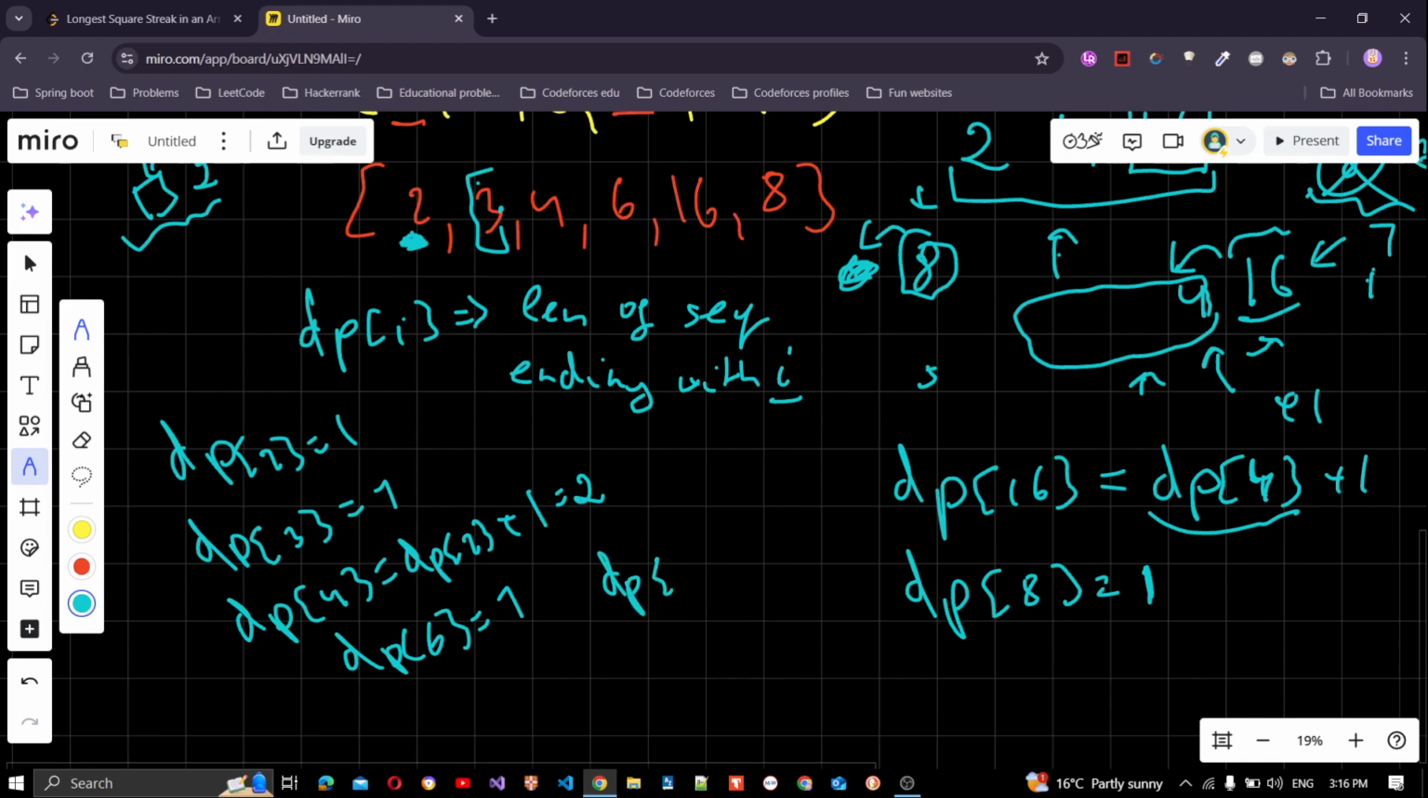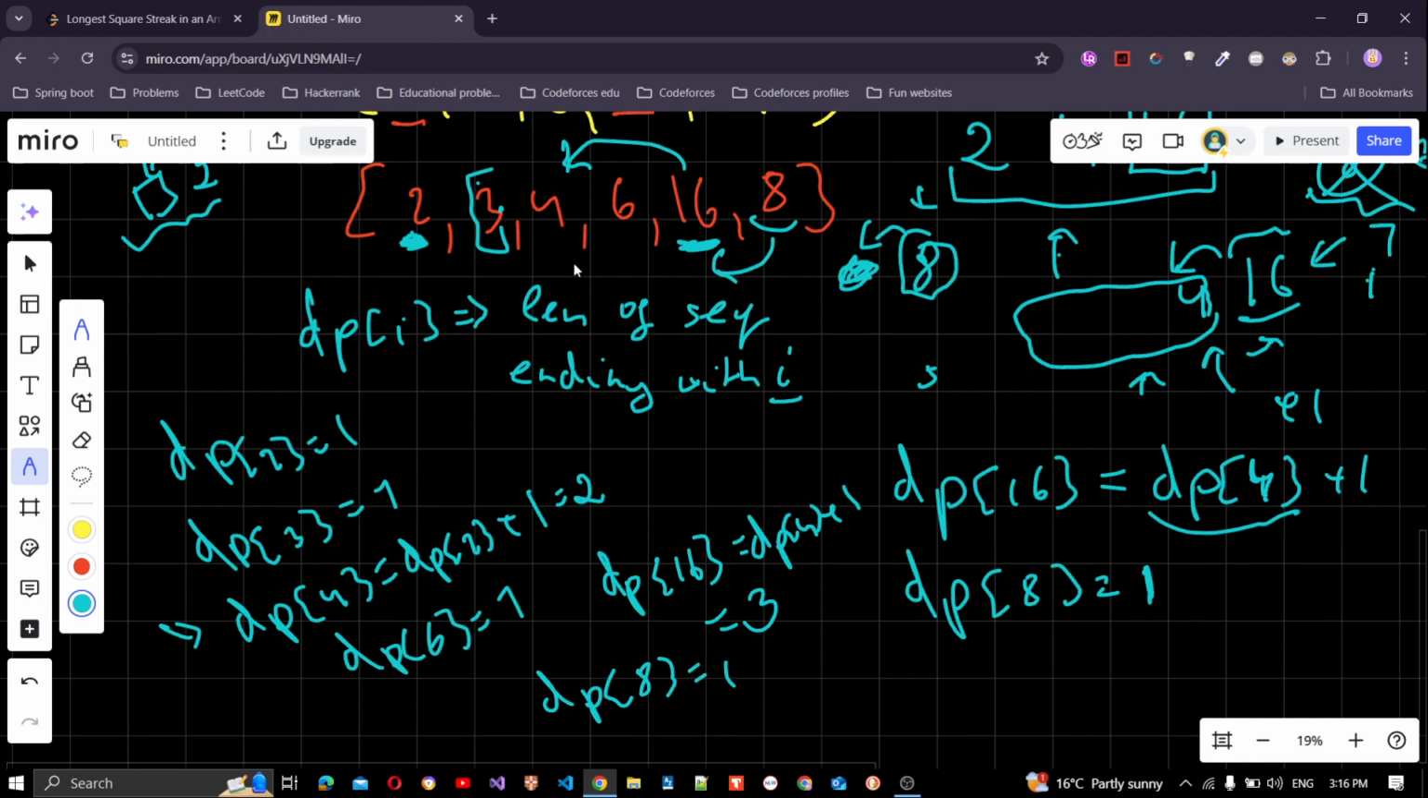dp of 16. For dp of 16, we have 4. What is the length of the sequence ending with 4? We have it in the dp[4] entry, which is 2. So it's going to be dp[4] plus 1, so it is 3. For 8, again, dp of 8 is going to be 1 because we don't have anything before that could be squared to give 8. That's going to be 1. After that, we'll find the maximum.